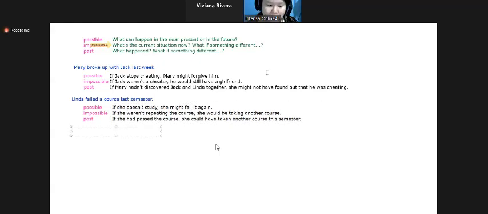Let's try another one. Let's see, Sylvia lost her apartment keys and she's stuck outside now. Okay. Do you understand this sentence? Yes. Okay. So, what can happen in the near present or in the future?